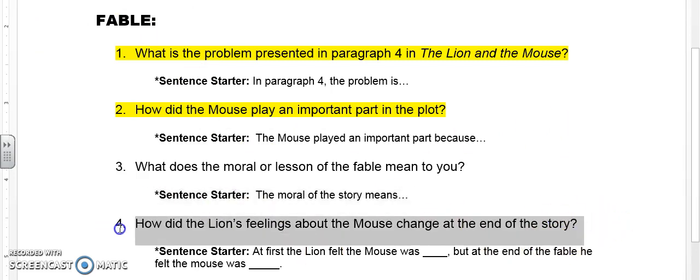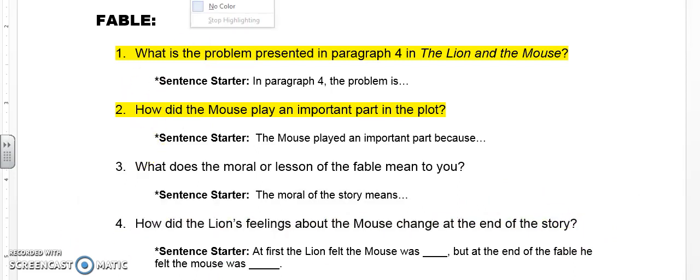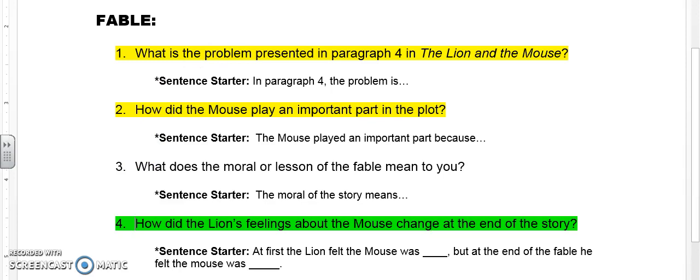Question number 4 is going to be highlighted in green because this question has to do with our second objective this week, which is explaining the roles and functions of various characters in the plot and how the relationship between that character and another character evolves or changes over the course of the story. So at the beginning of the story, the lion feels one way about the mouse, and then towards the end of the story, the lion's feelings towards the mouse change. In this question, I want you to explain that change.